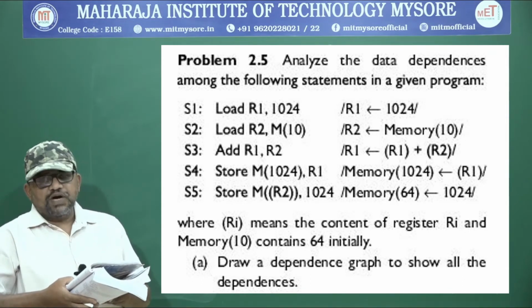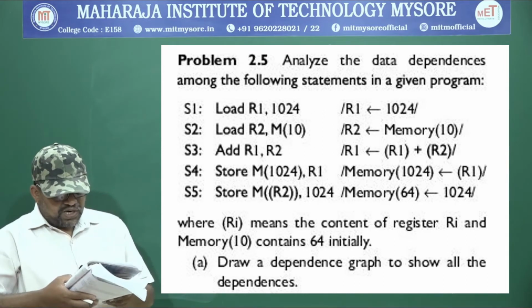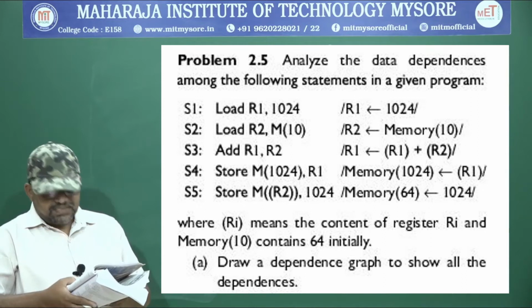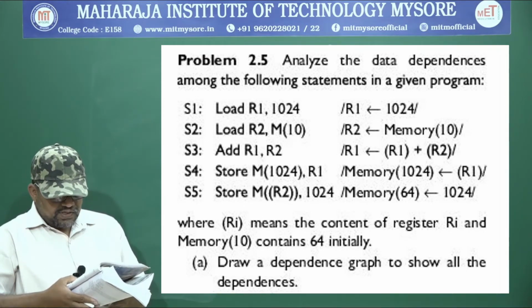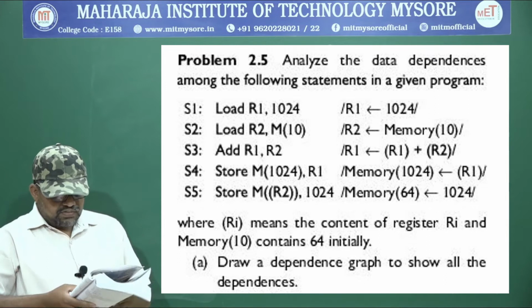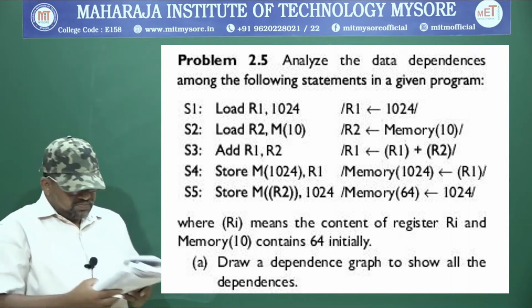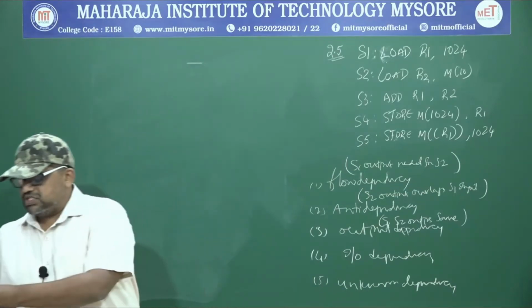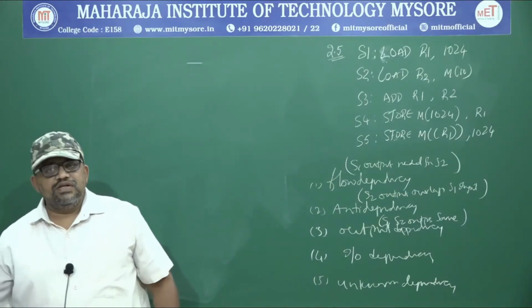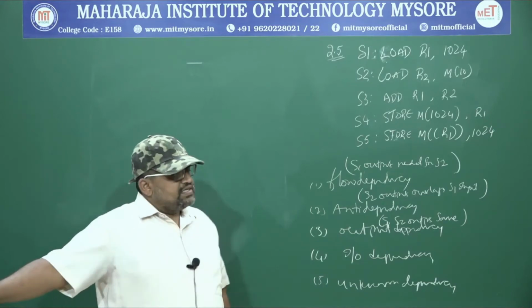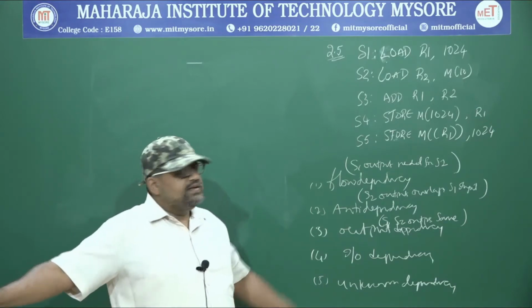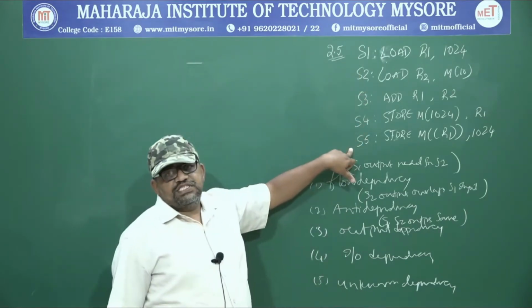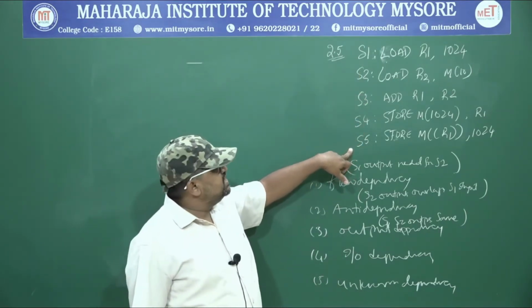So you need to compute 3 parts here. The first one is part A: draw a dependency graph to show all the dependencies. So we are going to do the first part now. Let me copy the given problem. This is the given problem statement, question number 2.5 from your 3rd edition. Let us try this out. Now look into the given problem. There are totally 5 statements, 5 instructions that need to be executed.